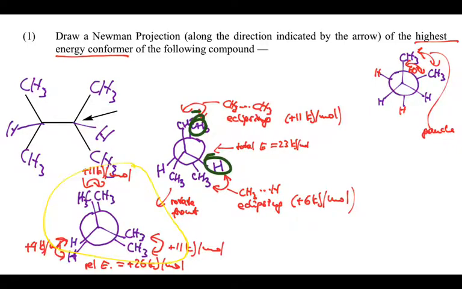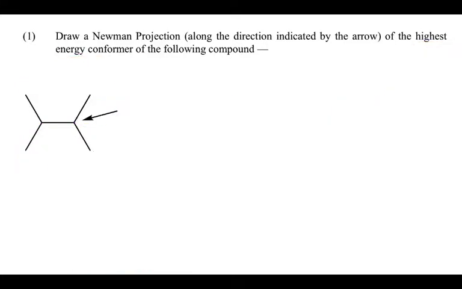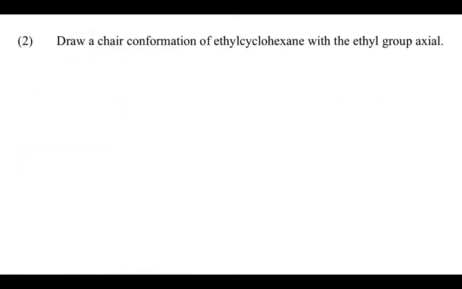So you can still read it, right? It's a little chaotic, but I think it's fine. Okay, draw a chair conformation of ethyl cyclohexane with the ethyl group axial. Who wants to try? Let's see. You are nearest, so you can try it first.